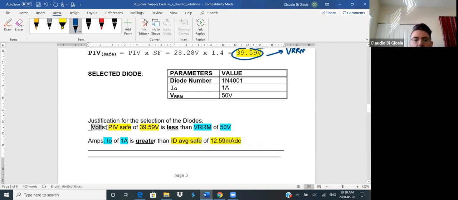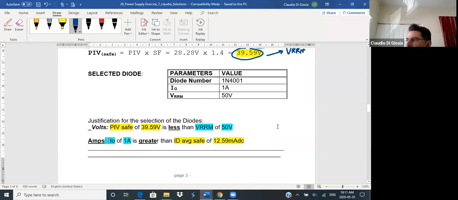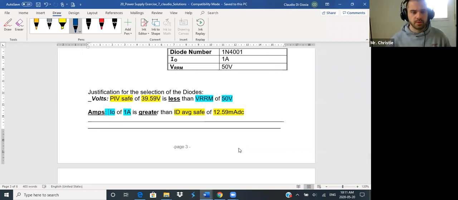So we're justifying the voltage. We're justifying the amperage. How are we with that? Good. Anyone need more time to copy this? Just going to double check that I'm recording it for you. Christy, we're good? Or do you need more time? No, I'm good.